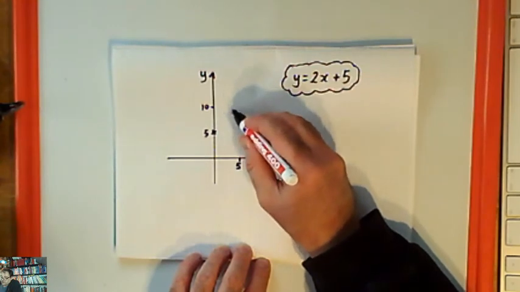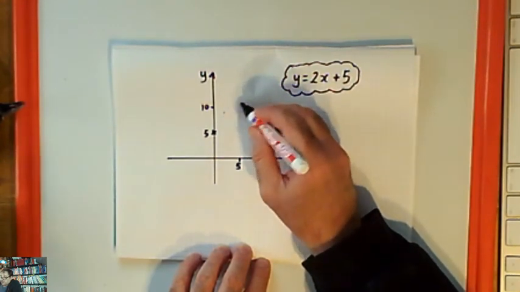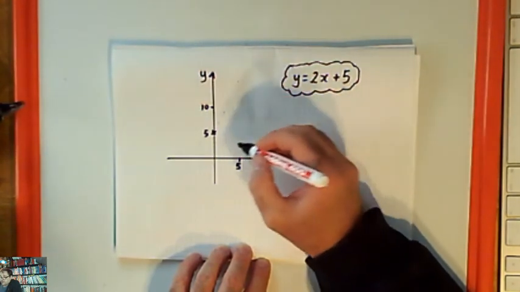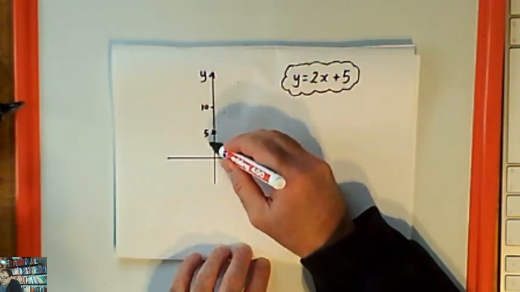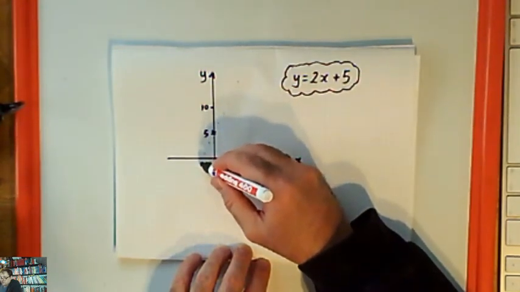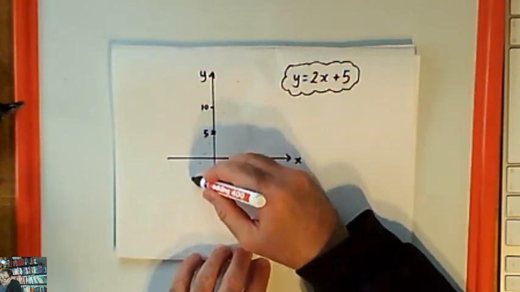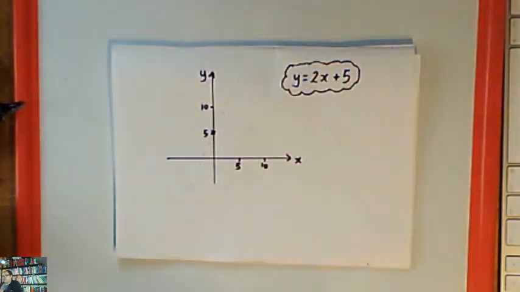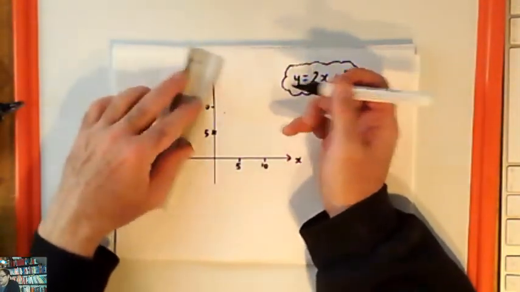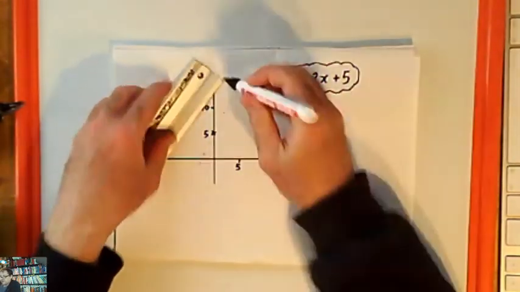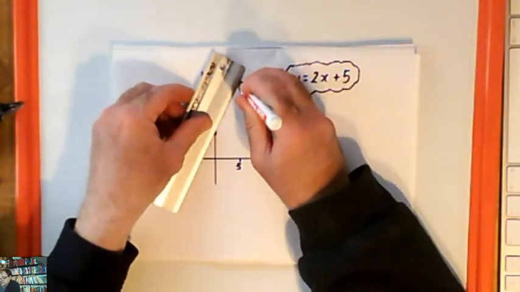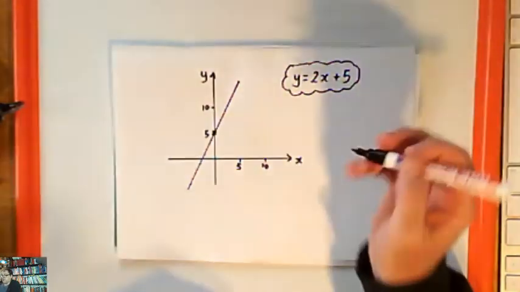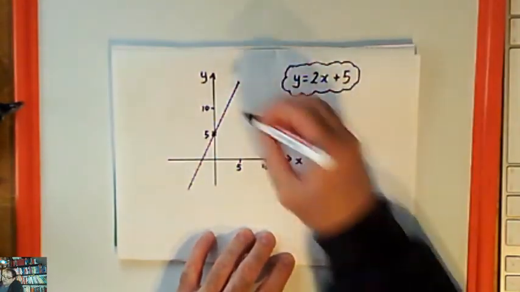Across 1, up 2. Across 2, up 4, if you like, to save a bit of time. Back 1, down 2. Back 2, down 4, if you like, to save a bit of time. And they should all lie on a straight line. So, very easy to get from the equation to the graph.